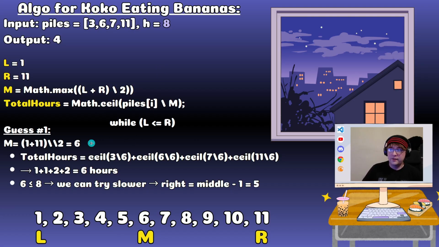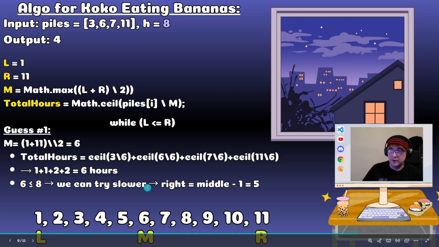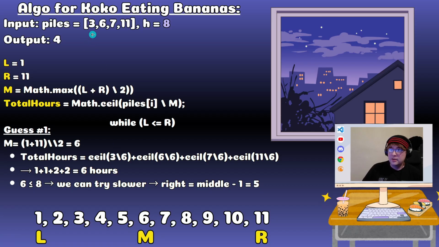So starting off, we got left is 1, right is 11. And so 12 divided by 2, well, that's 6. So I can eat 6 bananas an hour. So what I'm going to do is say, okay, if I'm allowed 6 bananas an hour, it would take me 1 hour to get through 3. It'd take me 1 hour to get through 6, 2 hours to get through 7, and then 2 hours to get through 11. So that gives us 6 total hours.